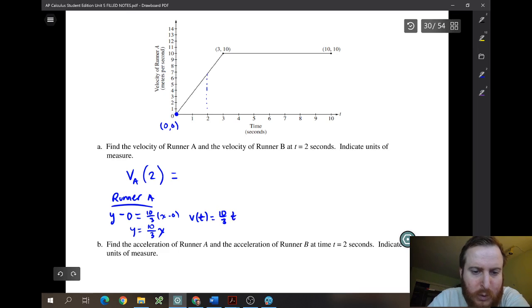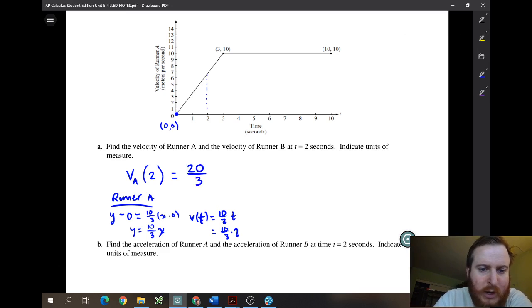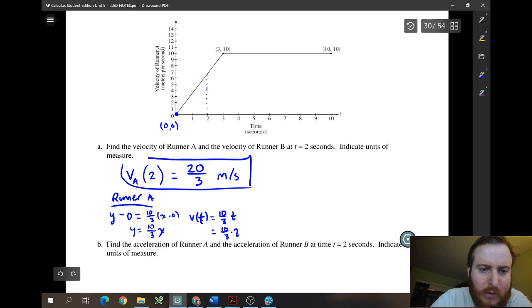So we're plugging in time 2. At time 2, we would get 10 thirds times 2, so we'd get 20 thirds. So v of 2 is 20 over 3, and then our units are in meters per second. This one was a little bit tricky right there.